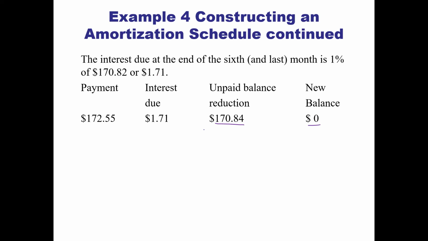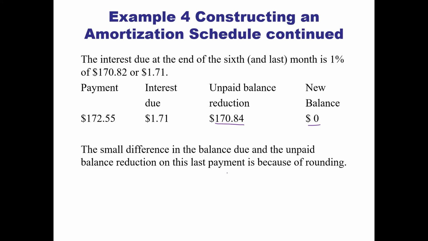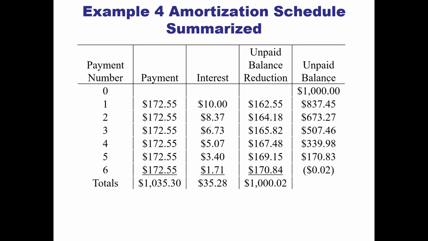But if you really think about that, the balance isn't going to be exactly zero. There's a small difference in that balance because, again, everything was rounded here, and so this difference is due to the rounding. When you do it on the computer, you just don't round it, and then you'll see it goes to zero. So what does the table look like? Well, this is what the table looks like in full. We have the payment number, the payment, the interest, the unpaid balance reduction, and then the unpaid balance at the end. Here, we paid an extra 2 cents based on how that went, but that's okay. It's just based on how you did the rounding throughout the whole problem.